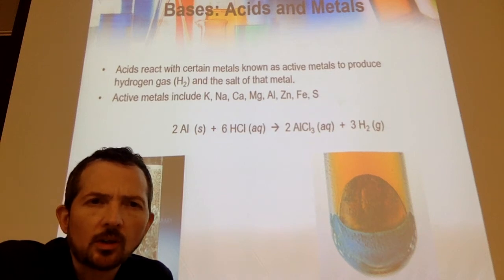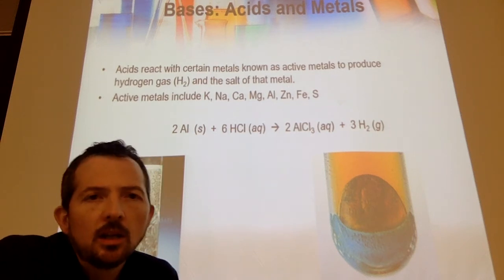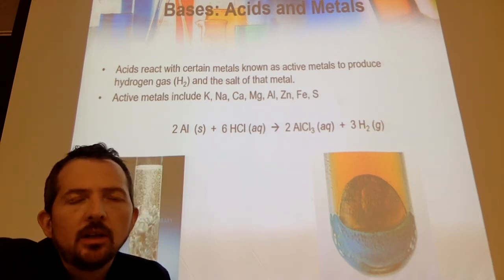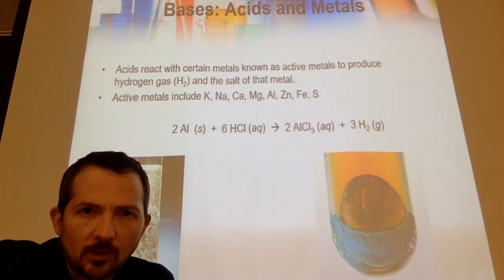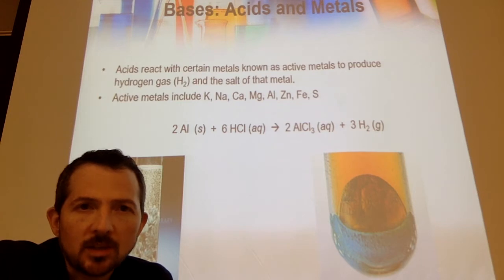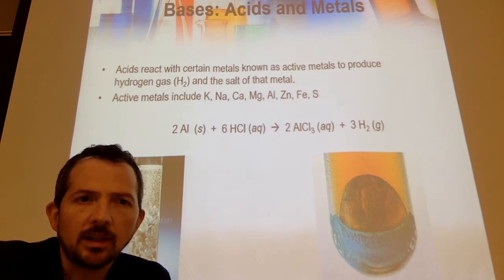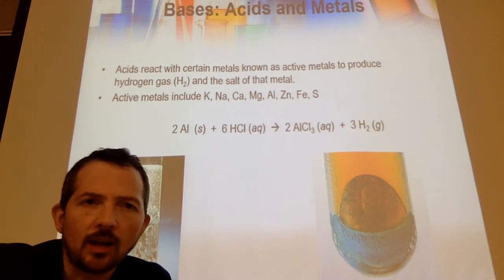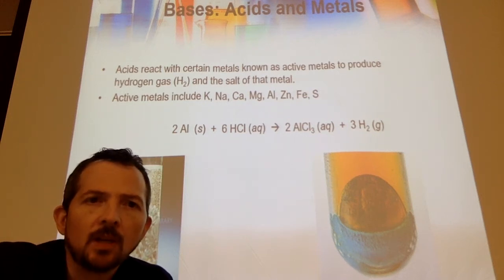Now you may have heard the term acids eat metal, and while that's true, it's actually only certain metals. And so acids react with certain metals to produce hydrogen gas and the salt of that metal. And again, when I get back, I may try to do a demonstration on this to show you this reaction and produce the hydrogen gas.